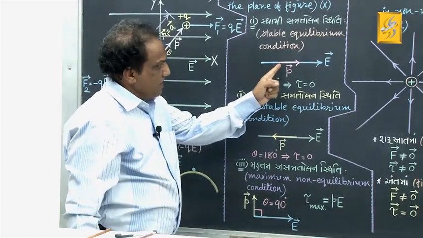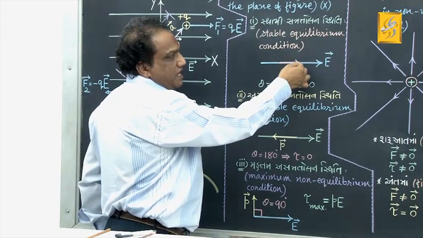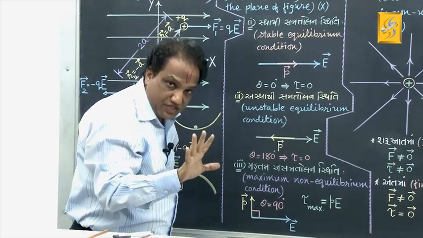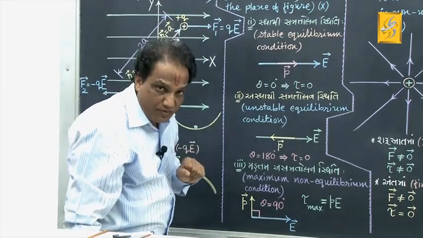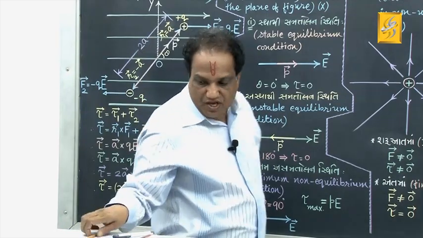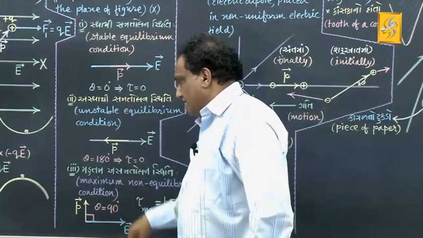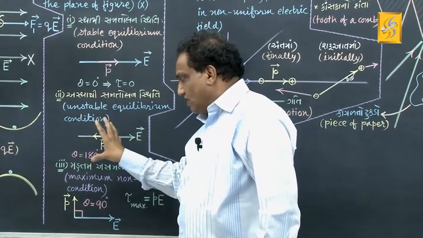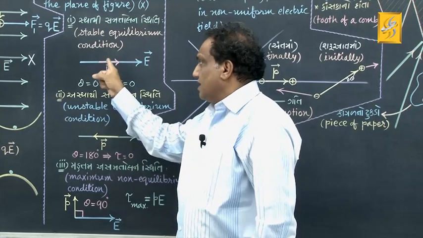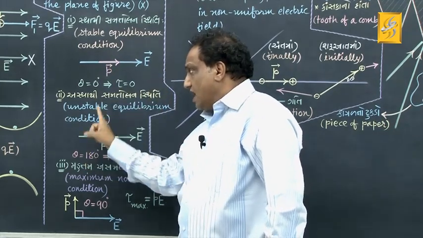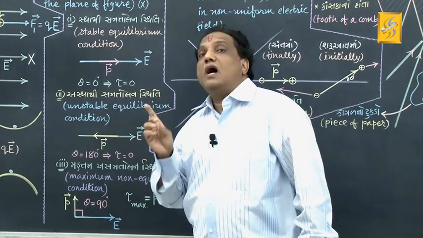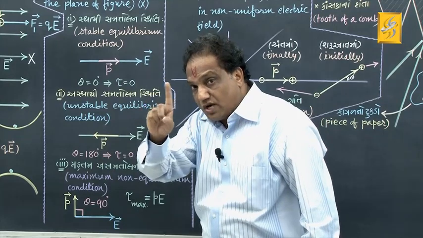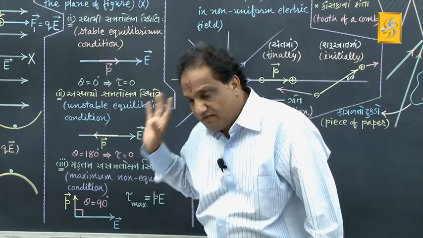Because in this condition, if you just disturb this dipole slightly, again it will get aligned parallel to vector E by itself, because it is a stable equilibrium condition. But here, if you disturb this dipole slightly, it never comes back to this position. On the contrary, it goes to this other condition. So this is an unstable equilibrium condition, because once you disturb this dipole, it does not come back to the same condition.